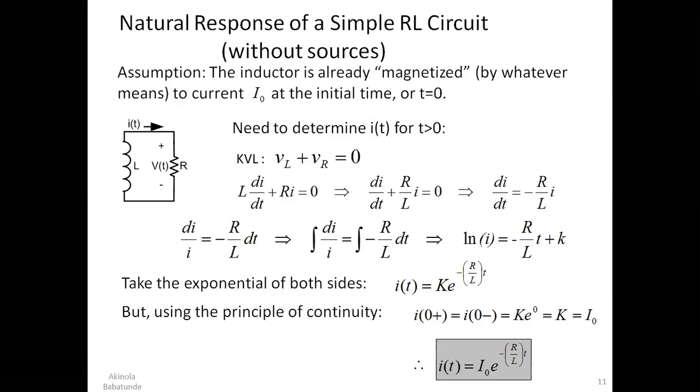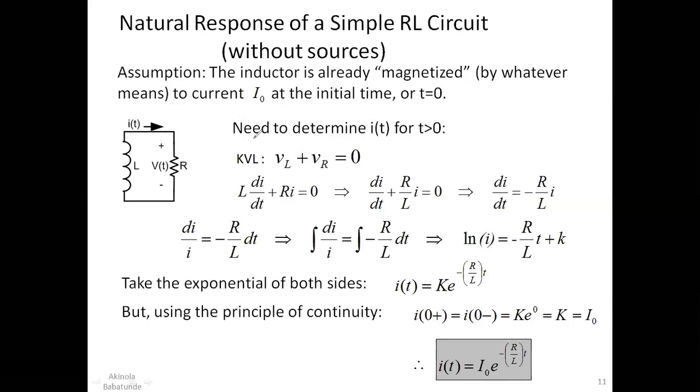In the case of the RL circuit, we will assume that the inductor is already magnetized by whatever means to a current I0 at the initial time t equals 0. With that in mind, let us go ahead and examine this simple circuit here.